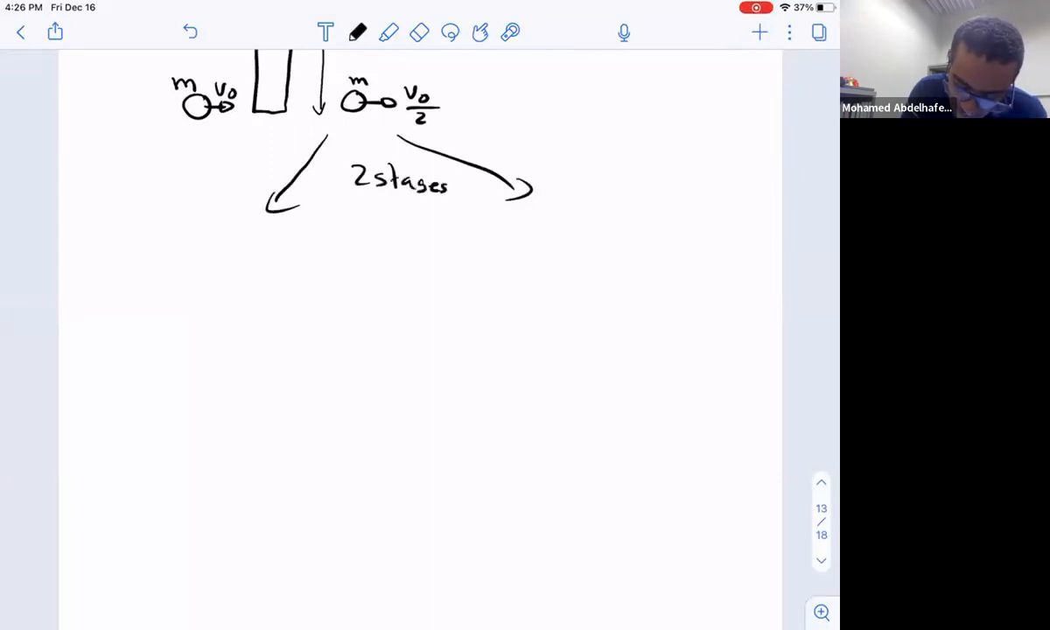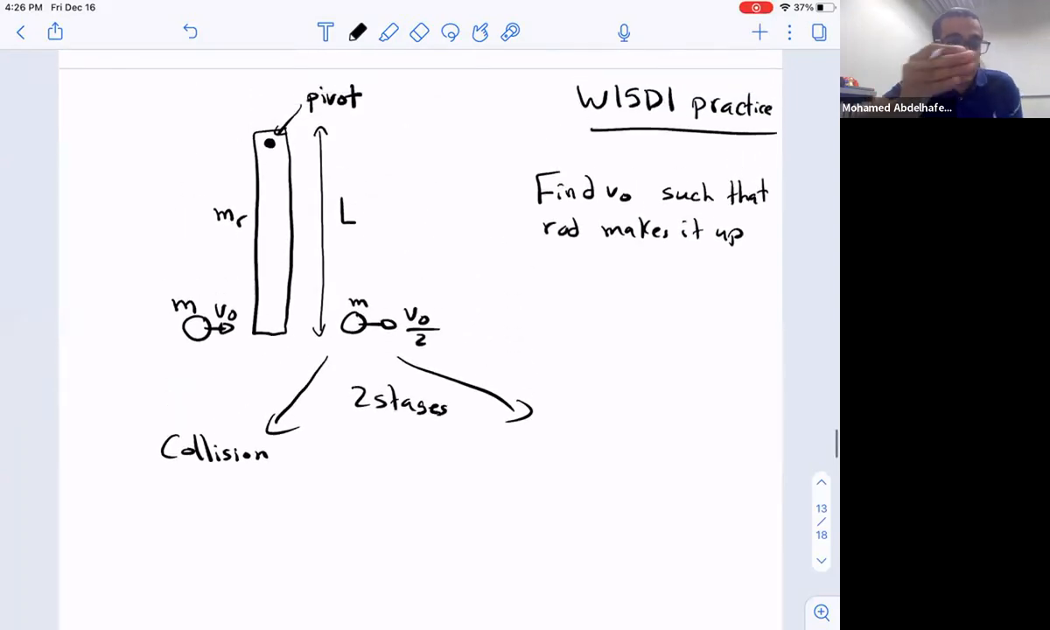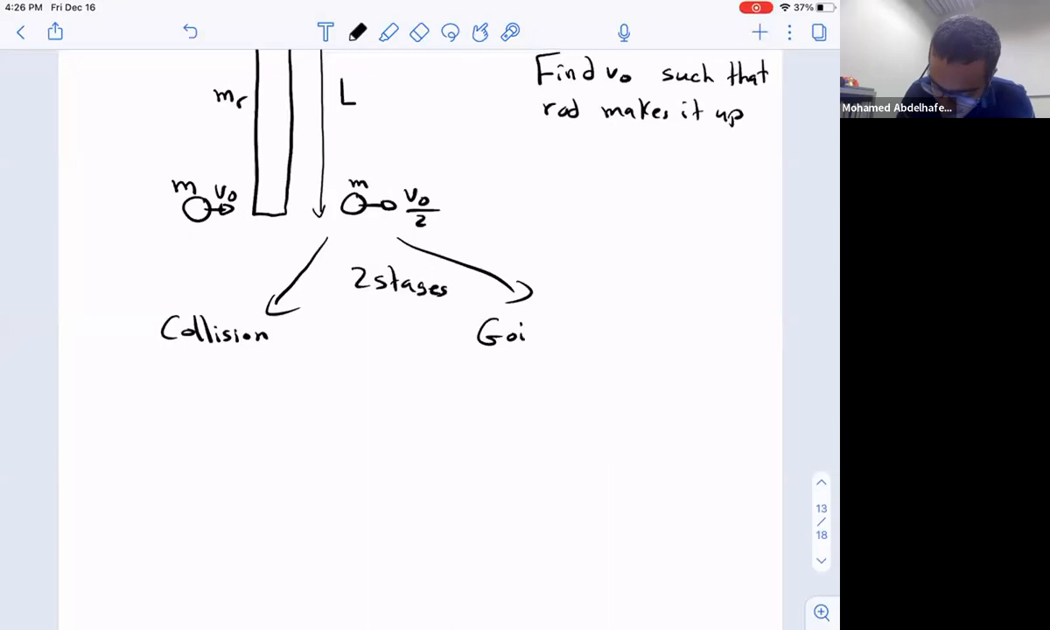Just two. Because the first interesting thing that happened is a collision. The problem starts immediately. The first thing happening is a collision. That's something that you need to stop and deal with separately. Please remember this: if you have a collision in any problem, stop and do it separately. And then next, the rod is going to go up. That's its own separate stage.